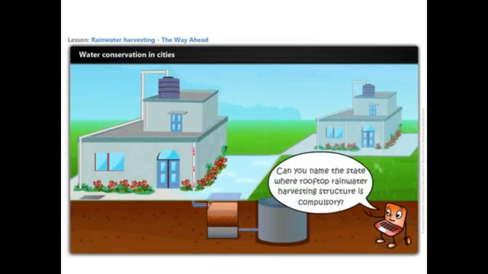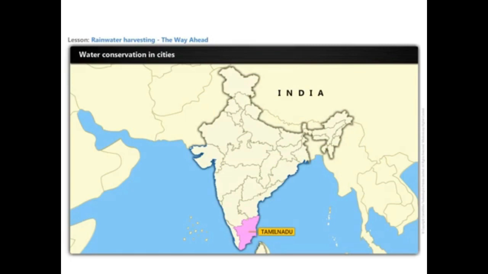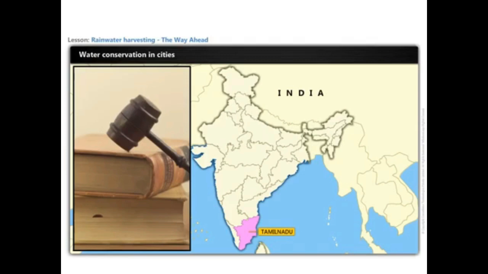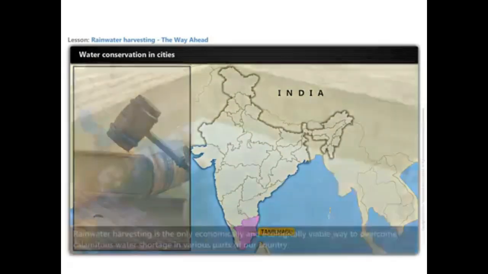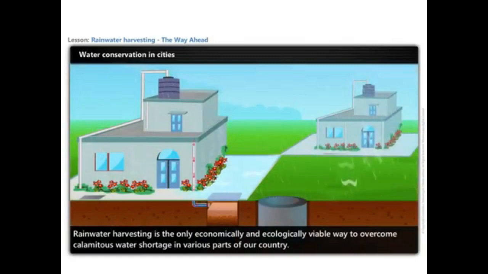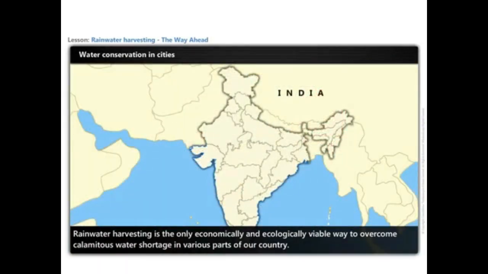Can you name the state where rooftop rainwater harvesting structure is compulsory? Tamil Nadu is the first and only state in India which has made rooftop rainwater harvesting structures compulsory for all the houses across the state. There are even legal provisions to punish the defaulters. Rainwater harvesting is the only economically and ecologically viable way to overcome calamitous water shortage in various parts of our country.